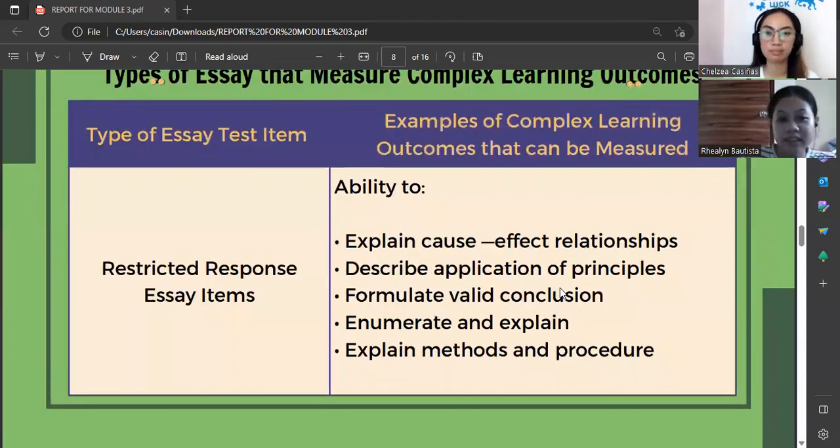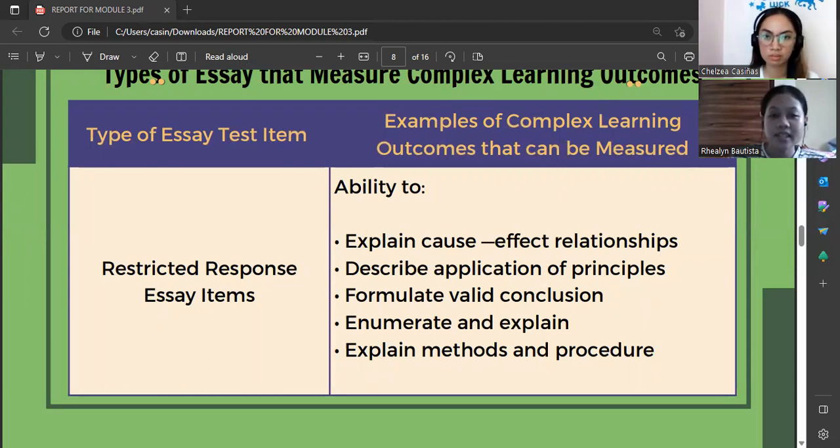So now let's proceed to the types of essay that measure complex learning outcomes. So Ms. Casillas mentioned earlier the restricted response items and extended response essay items. So again, yung restricted response essay items, this is like an expanded form of short answer type objective test na kung saan is may limitation on both the content, scope, and the form of student response o kung paano sumagot yung bata based doon sa essay.